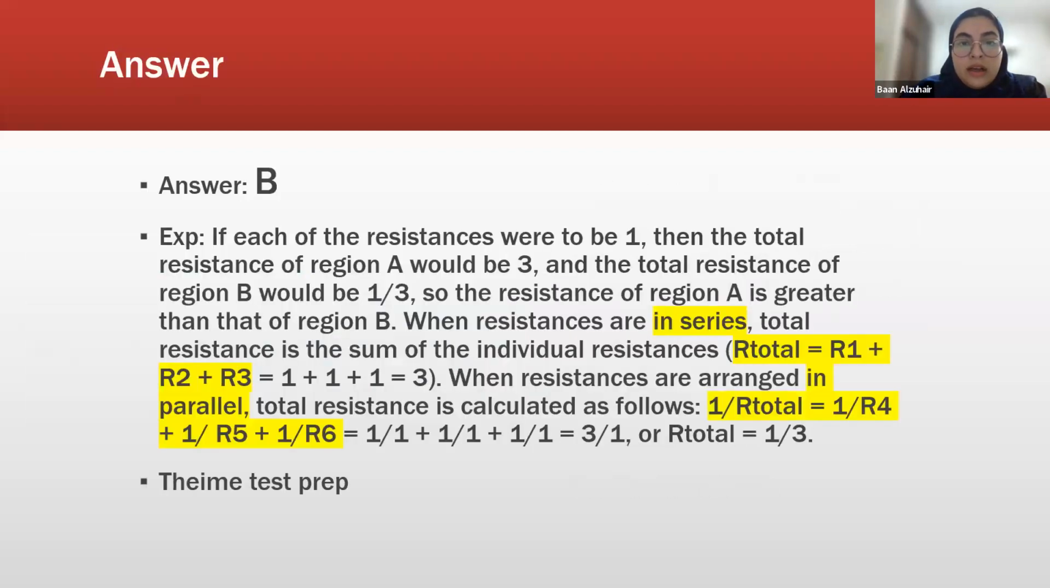So what I highlighted is the explanation. In series, R total, you just add up, like Aisha said, R1 plus R2 plus R3. But if it's parallel, we put 1 over R1 plus 1 over R2 plus 1 over R3, and so on. So the ones in series are always going to be bigger than the ones in parallel.